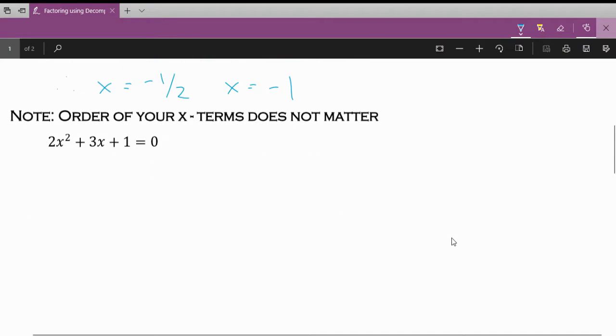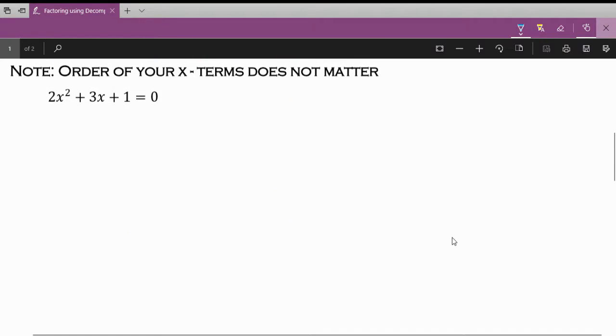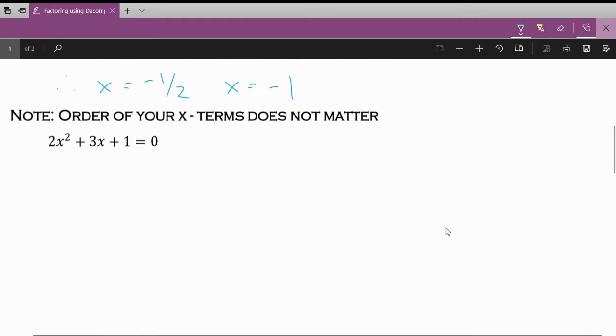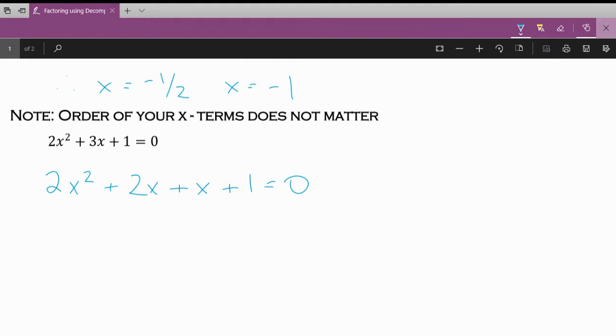Now, one thing I wanted to note is that the order of your x terms doesn't matter. If we look up here, we put x first and then the 2x. Let's do it the other way. So we would have 2x squared plus 2x plus x plus 1 equals 0. If I rearrange those middle terms, I will end up with the exact same answer, but let's go through it. For these first two terms, I'm going to factor out a 2x, and I'm going to be left with x plus 1.